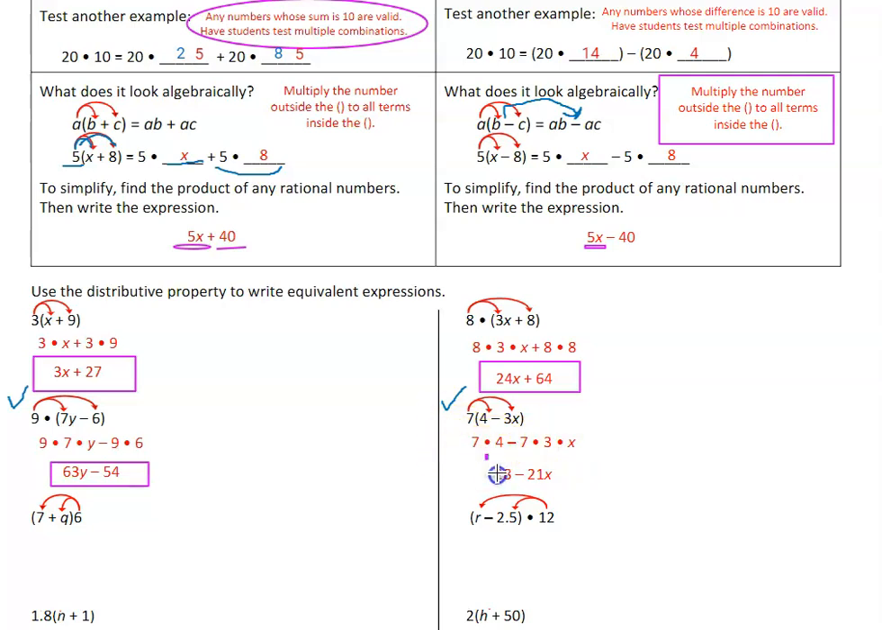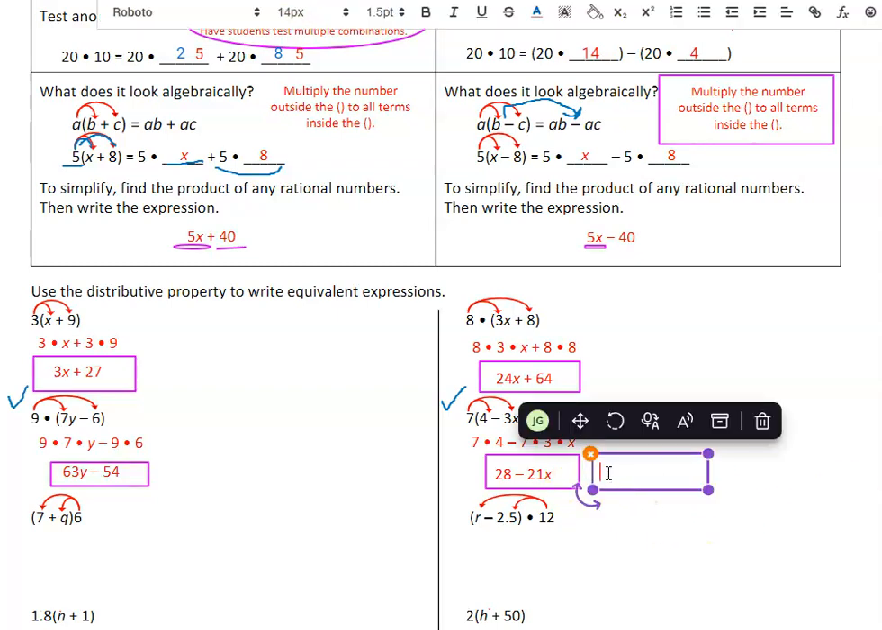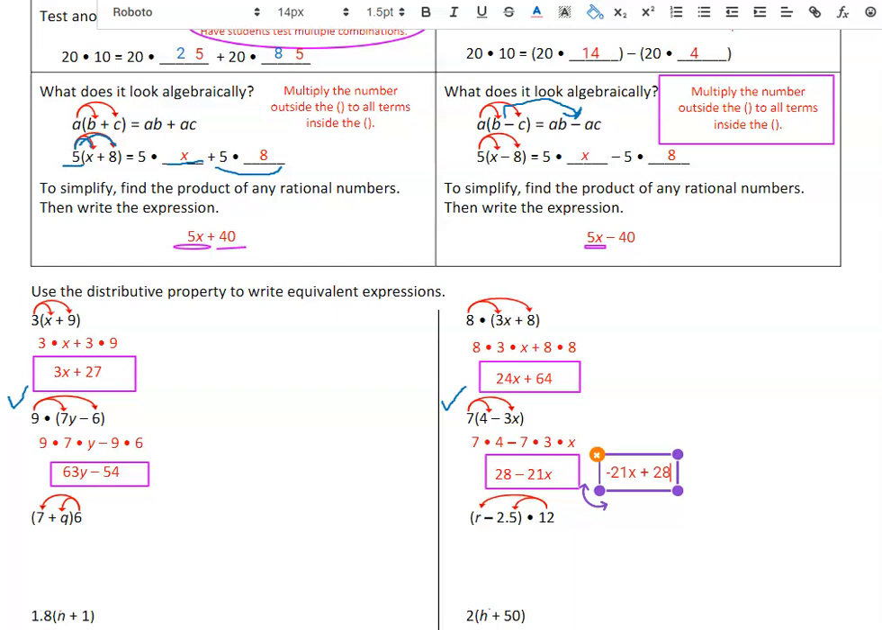On the second problem, you should have had a finished answer of 28, subtract 21x. You could have also written it as negative 21x plus 28. You could have also written it that way. Either way will be correct.